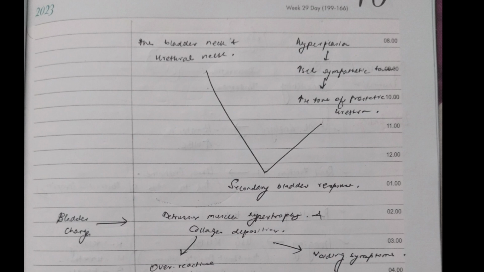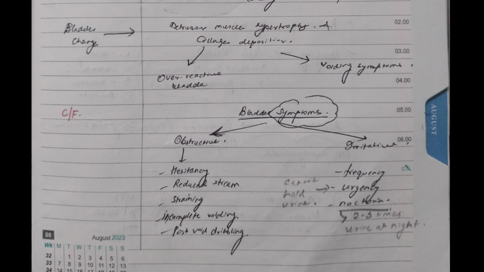So overall, what bladder changes are occurring? There is detrusor muscle hypertrophy and collagen deposition. This will lead to overreactive bladder and voiding symptoms. Now let's come to the symptoms. So the symptoms can also be two types, obstructive and irritative.